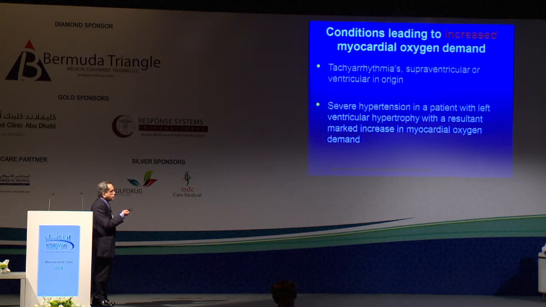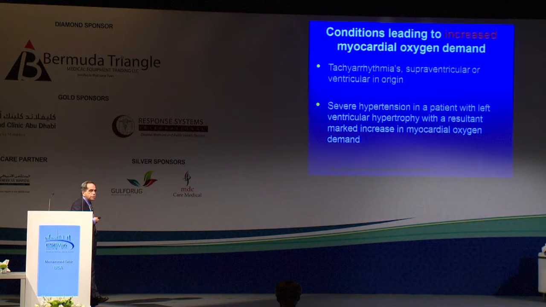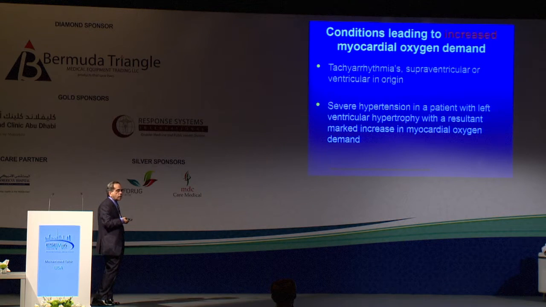So tachyarrhythmias, supraventricular or ventricular arrhythmias, will all increase the oxygen demand. Severe hypertension increases the wall stress and will also elevate the LVEDP and will cause increased myocardial oxygen demand.